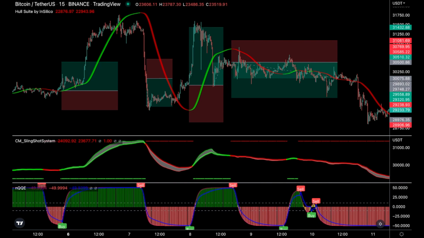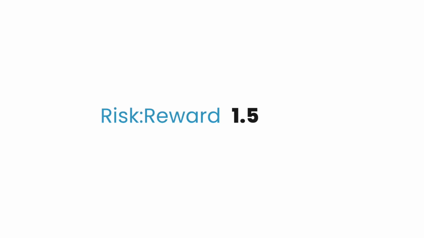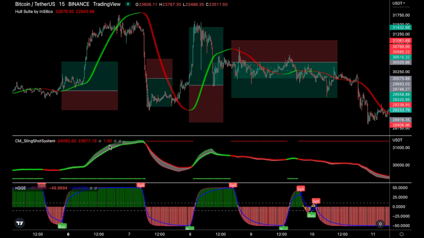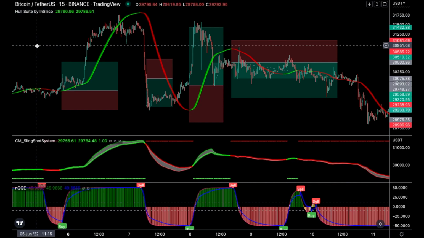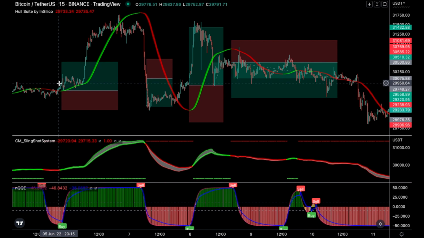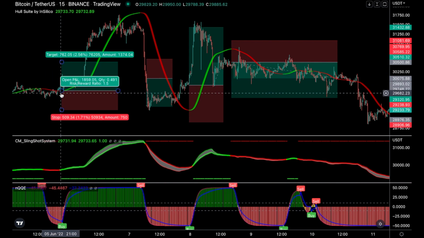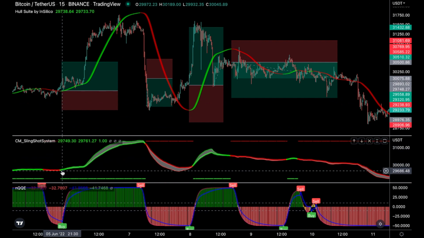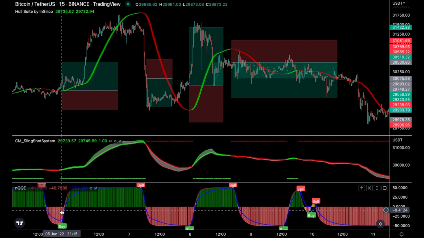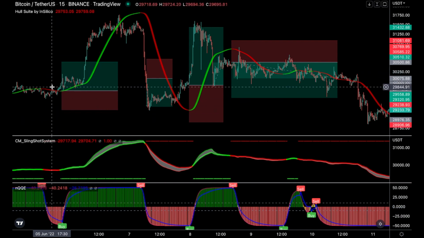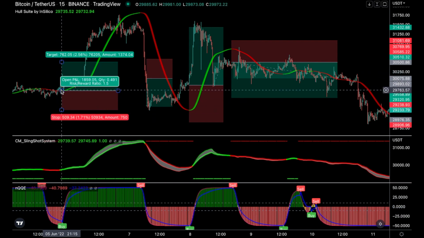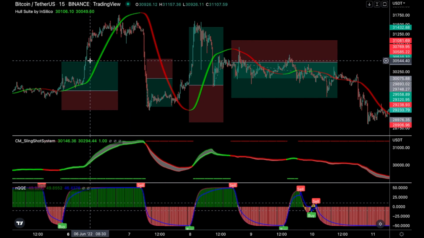Okay, so now how do we trade with this strategy? It's very simple. Keep a risk reward ratio of 1.5. This is the Bitcoin chart on 15 minutes time frame. Let's say we go long over here because the Hull Suite has given a buy signal, CM Slingshot is in the buy zone, and normalized QQE indicator is also in the buy zone. 1.5 is our risk reward ratio and the target is met here.